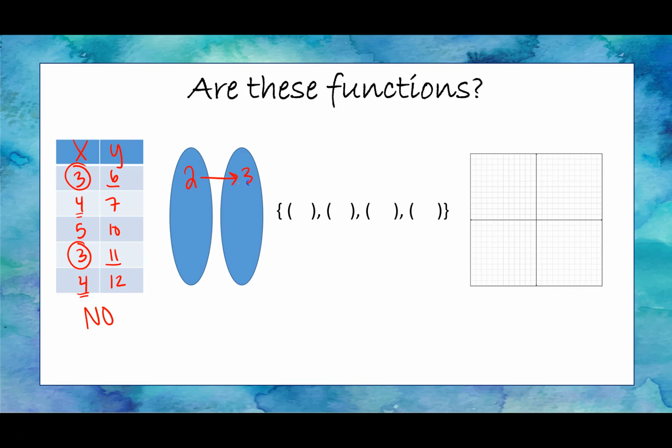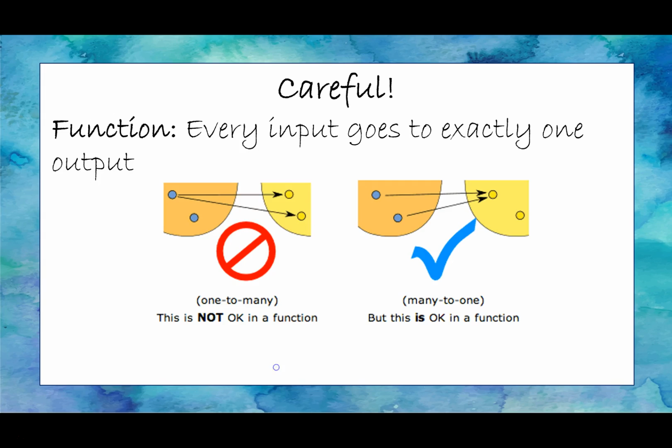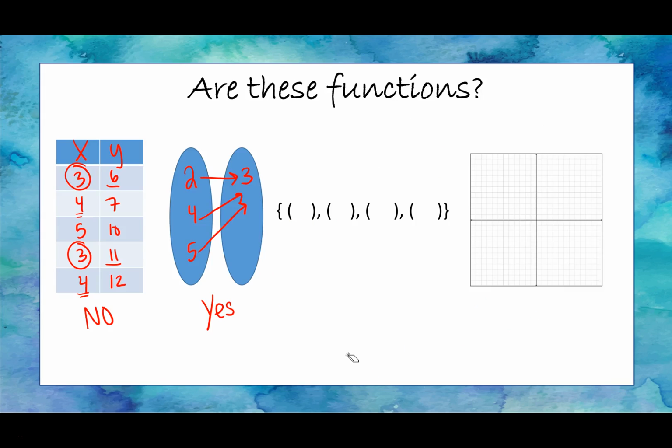All right, is this a function? 2 goes to 3, 4 goes to 3, 5 goes to 3. This is a yes. That is okay to have, as long as you've got 2 going to only one number, and 4 goes to only one number, and 5 goes to only one number. This is a perfect example of this situation where many things go to 1. All right, how about this?